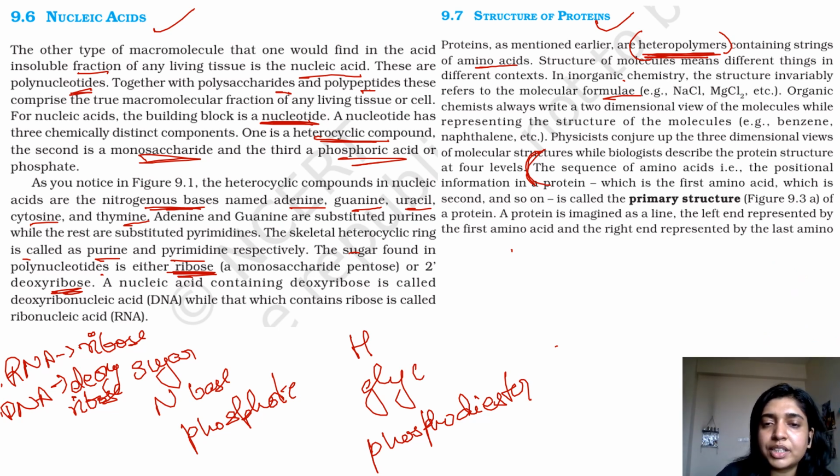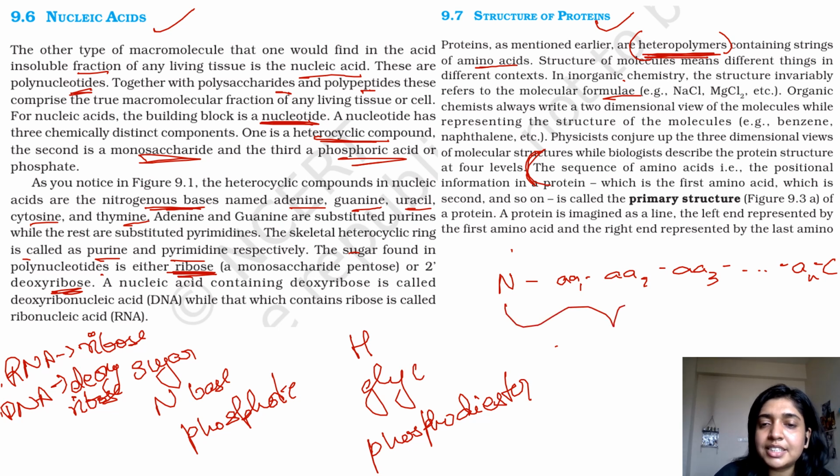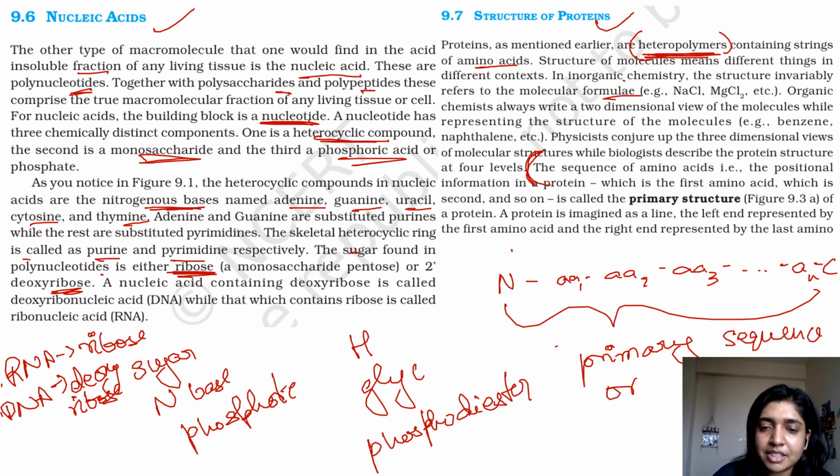Yeah, so what it's saying is that when we are representing a protein as this N, then first amino acid, then second amino acid, then third amino acid, then so on, and then finally your C terminal. This type of structure is known as your primary structure. So the primary structure basically represents your sequence of amino acids. Primary structure.